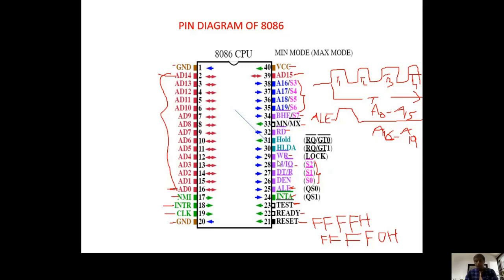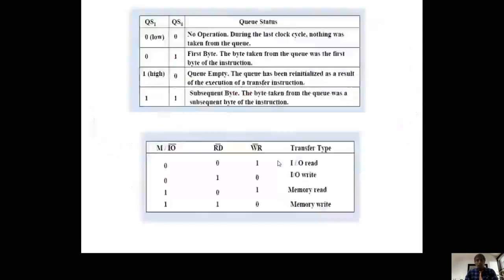Okay. For this, let us see one small table so we can understand. See this table: RD bar, WR bar, M by IO bar. For example, RD bar is 0, so it is active. WR bar is 1, meaning inactive. M by IO bar is 0, so we are selecting IO, and we are selecting read. So the operation the processor performs is IO read. Similarly, WR bar is 0, RD bar is 1 so it is inactive, and M by IO bar is 0. The operation is IO write, because write is selected and IO is selected.